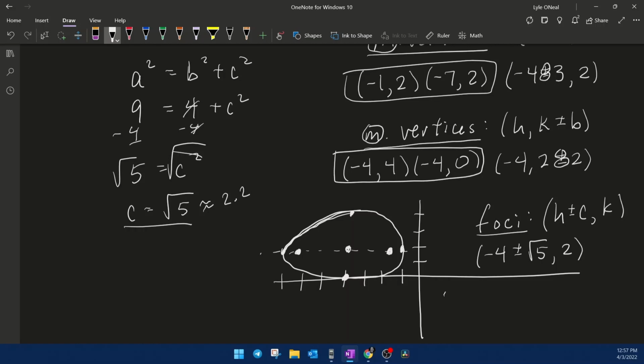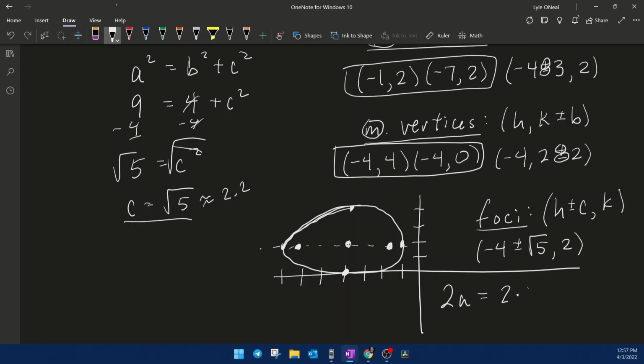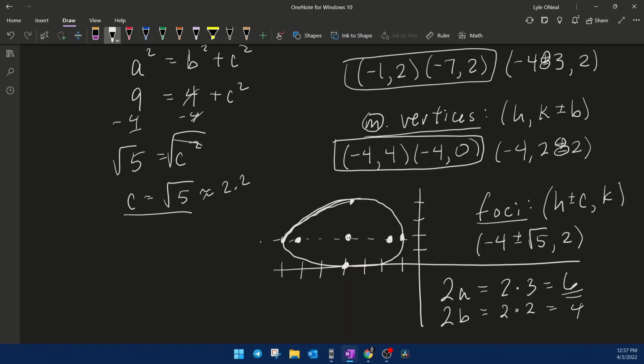The length of the major axis is 2a. So that length would be 2 times 3, which is 6. The length of the minor axis is 2b, which would be 2 times 2, which is 4. And don't forget that the length of the major axis is also the constant sum from the distances to a point on the graph to the foci. And that should do it for the second example.